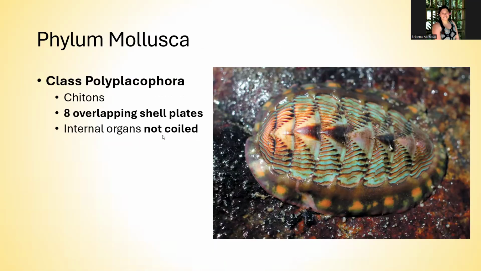So the last group we're going to talk about in phylum Mollusca is class Polyplacophora. That stands for many shells or many plates, essentially. So these guys have that muscular foot, but instead of one coiled shell, they have eight overlapping plates that make up their shell. And these are the chitons. We may also get to see these guys in the rocky intertidal. Sometimes you'll get to see them there. They have those internal organs, but they are not coiled, unlike something like a snail.